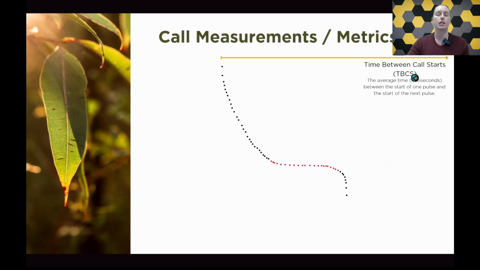Time between call starts, or TBCS. It's really important to note that this is from the start of one call until the start of the next one, so it includes the time of this pulse. It's also important to note that this measurement can be really thrown off by echoes and other noise. So it's really important to reduce your echoes, or have a look if there are echoes, and really take this measurement with a grain of salt if it does contain echoes.